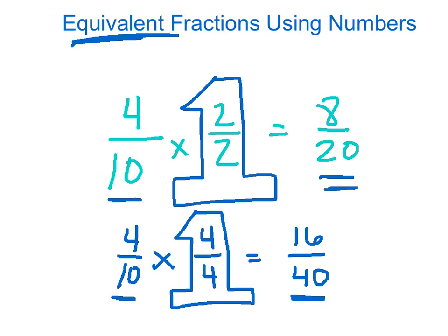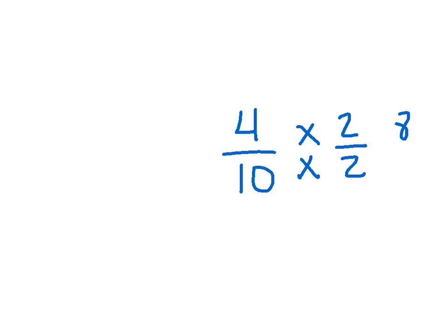We wanted to teach them simplifying too, or going both ways. So let's start with our 4/10. Just a second ago we multiplied up by 2/2 and we got 8/20. But it's also important to know that we can go the other way. We can simplify the fraction.